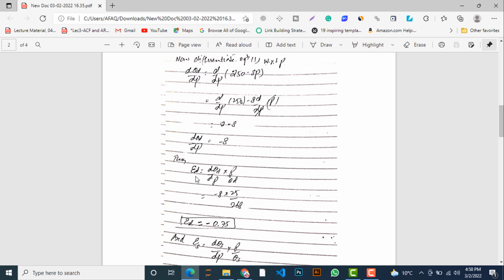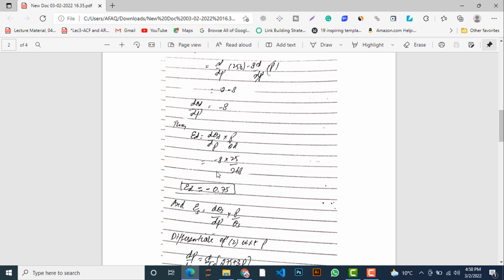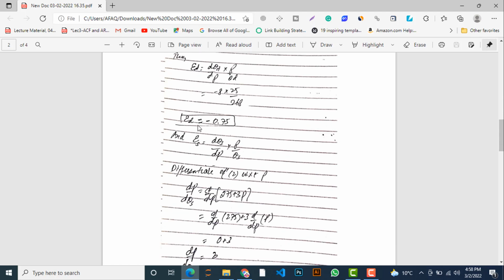Thus elasticity of demand is equal to dQ/dP into P over Q, where P is 25, which is given in the equation, and Q is 268, as we derived from solving equation B. So we get elasticity of demand equal to minus 0.75. The negative sign means that there exists a negative relationship between price and quantity demanded. If price increases, quantity demanded decreases, and vice versa.